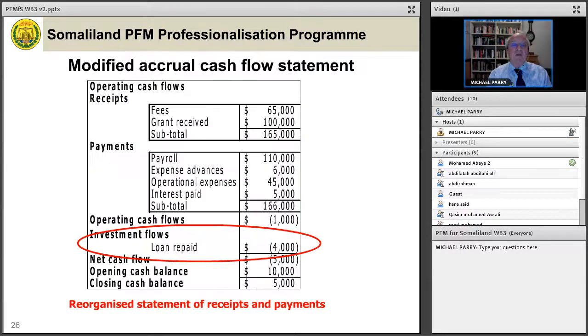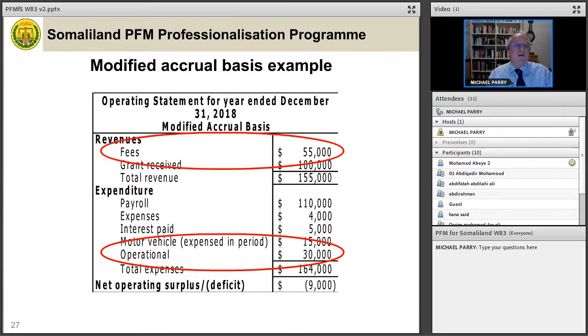Again, if I go back, you can see those. So you can see that operating expenses cash flow is $45,000. Operational expenditure, revenue expenditure flow is $30,000.